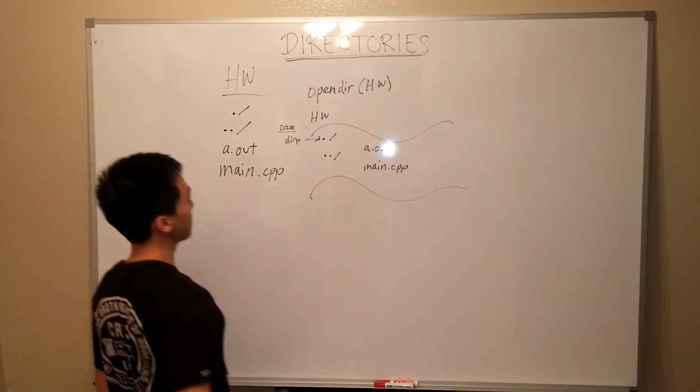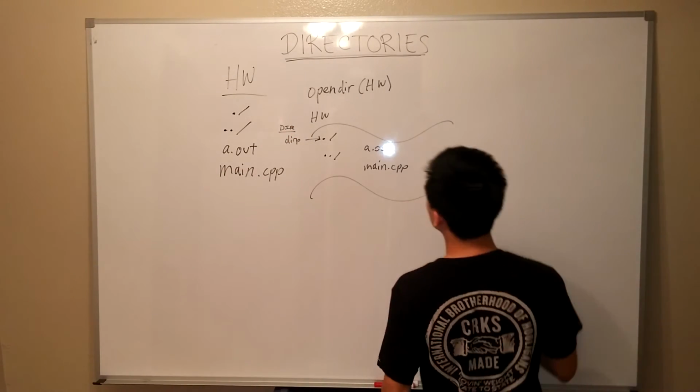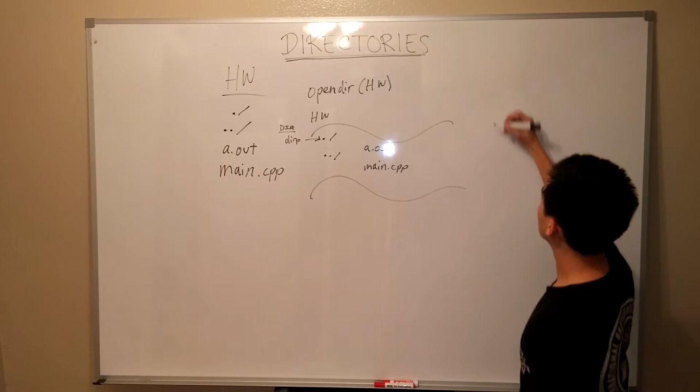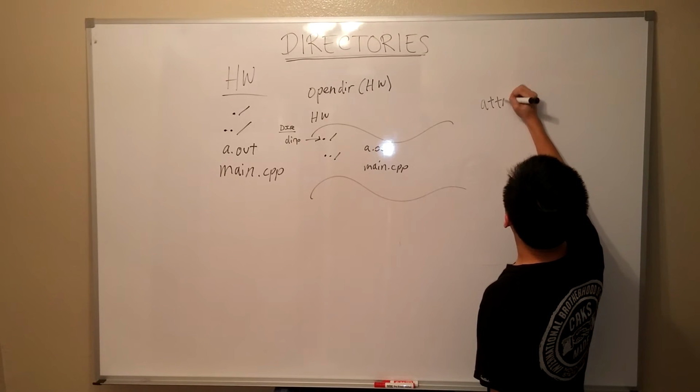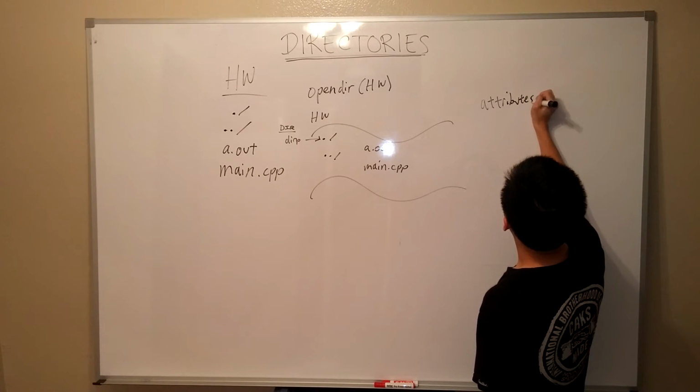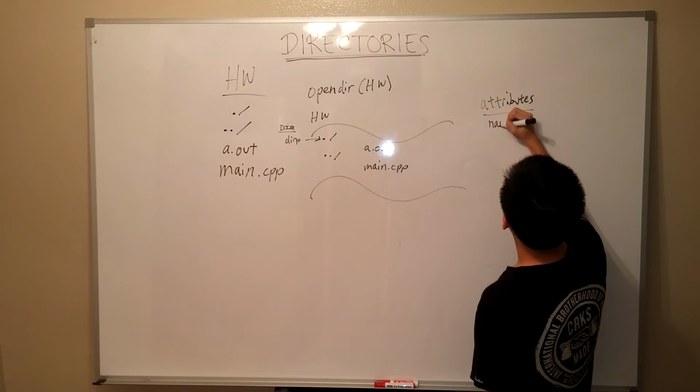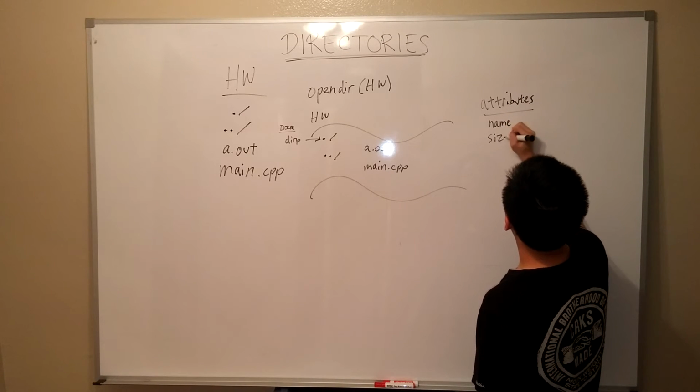So now that we have access to the first item in our stream, we would like to have access to the file's attributes, such as name, size, etc., as well as have access to the other items in our stream. So how do we go about doing this?